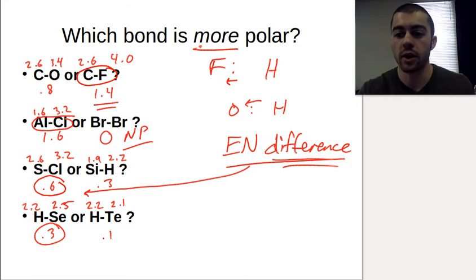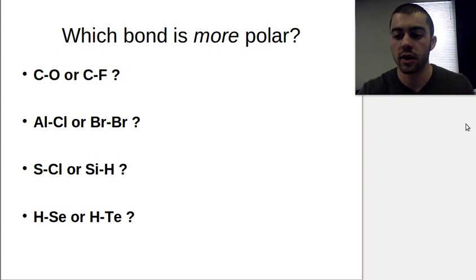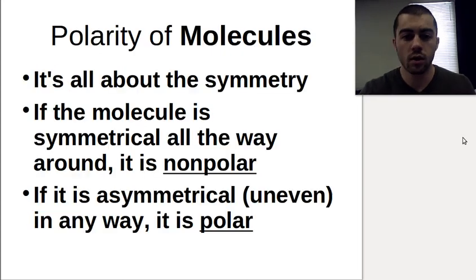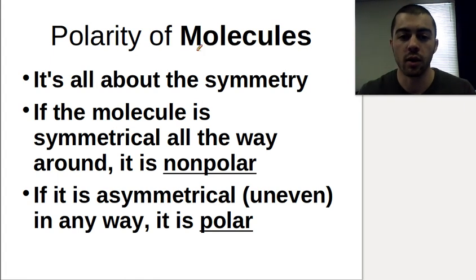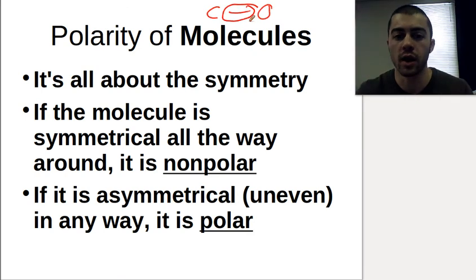Alright, so if we look at another example here, we're going to move on to the polarity of molecules. So far what we've been talking about is the polarity of bonds. So if we have one element, say carbon, bonded to another element, oxygen, we're looking at just this bond in here. Is it polar or nonpolar? Do we have an even or uneven distribution? But what we can also look at is the polarity of molecules as a whole. So if we have, let's say, a water molecule, is that polar or nonpolar?